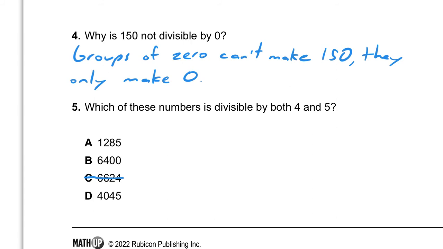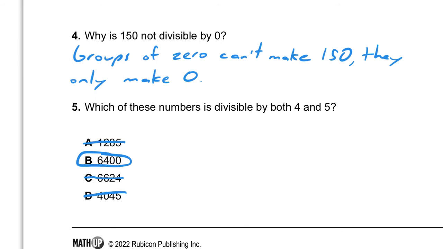And we know that to be divisible by 4, it has to be an even number, so we can eliminate the ones that end in 5. And we're left with 6,400. But just to make sure, let's test our idea and make sure that it's divisible by 4.